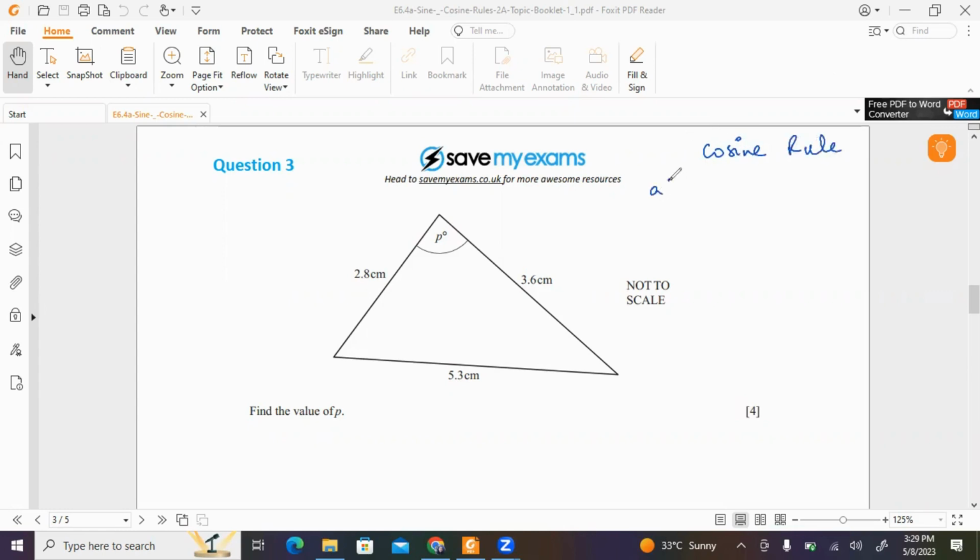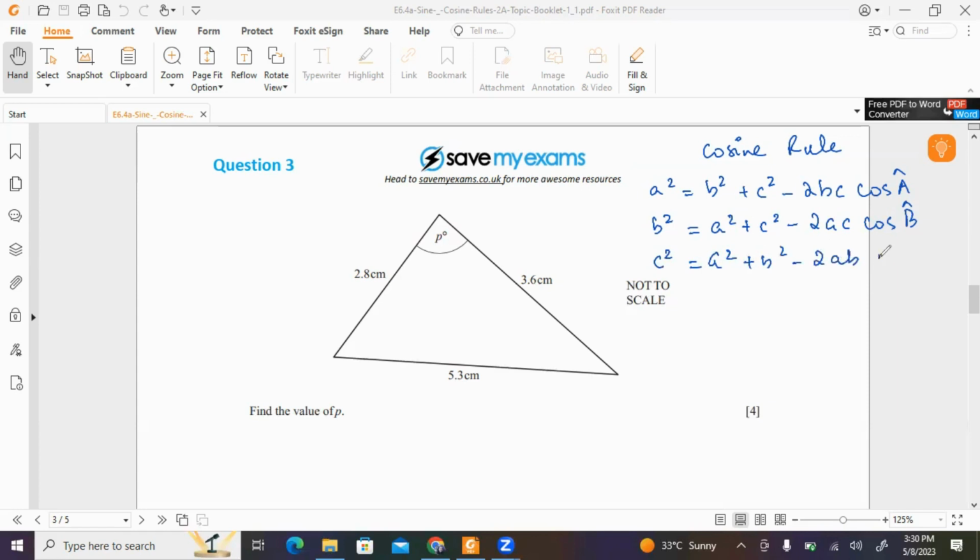The cosine rule has the formula of a squared equals b squared plus c squared minus 2bc cos A. Or there are like three different versions actually for this, depending on what the unknown is. Let's say we're trying to find b, so it could be b squared equals a squared plus c squared minus 2ac cos B. If we're trying to find c, then it would be c squared equals a squared plus b squared minus 2ab cos C. So as you can see, the formula is the same. It's just that the variables are changing depending on what is the unknown.